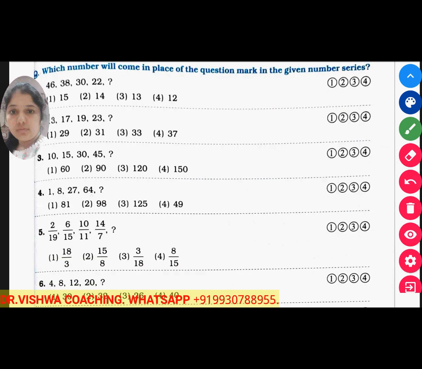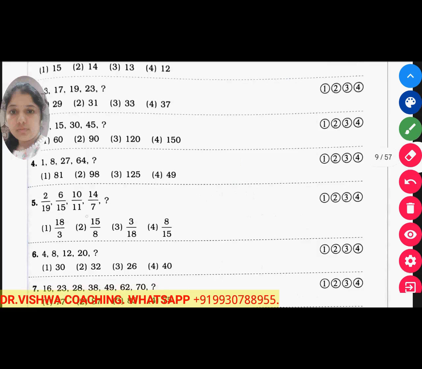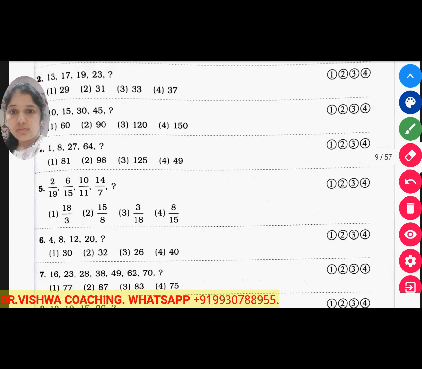Now 1, 8, 27, 64 are all cubes of numbers. This is the cube of 1, this is the cube of 2, this is the cube of 3, this is the cube of 4. So you want the cube of 5. So the cube of 5 is 125. Okay. Now there is one method to find the cube of 5. Okay, so the cube of 5 is 125.